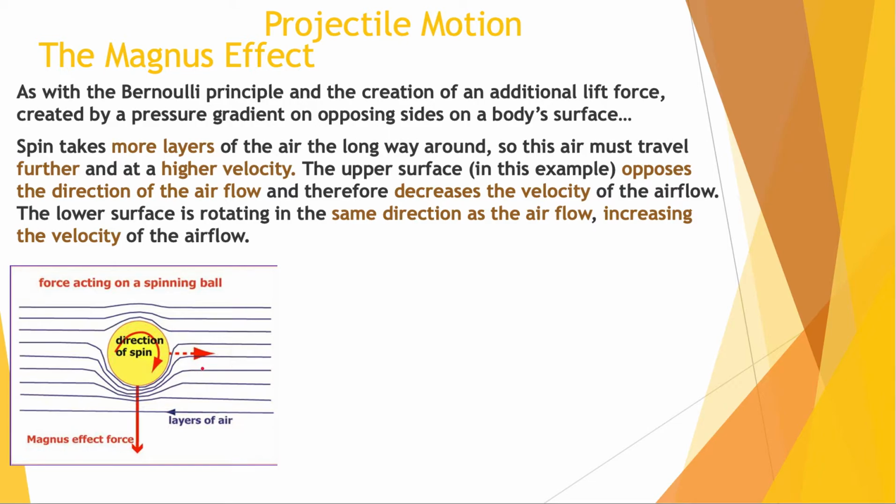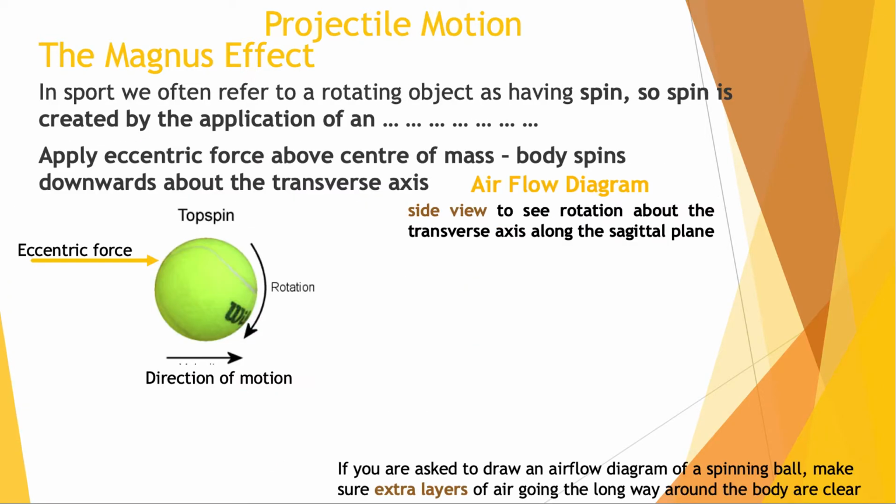And so again, that's creating, just like it did with the Bernoulli principle, a pressure gradient. We've now got high velocity air with low pressure under the ball, and low velocity air with high pressure over the ball, and that's creating this Magnus effect. We would draw it from the centre of mass of the ball. Okay, it's causing that Magnus effect. It's pulling the ball down to the ground, which is what causes it to dip in terms of its flight path.